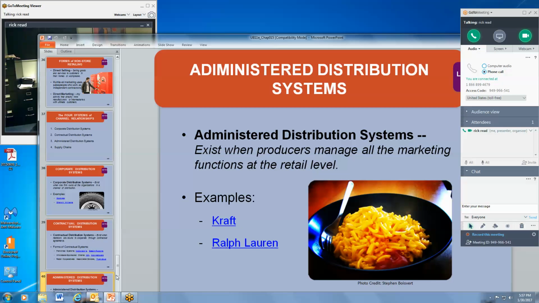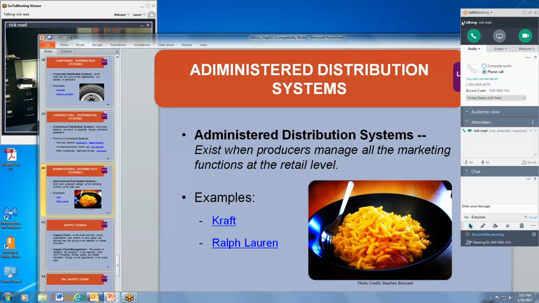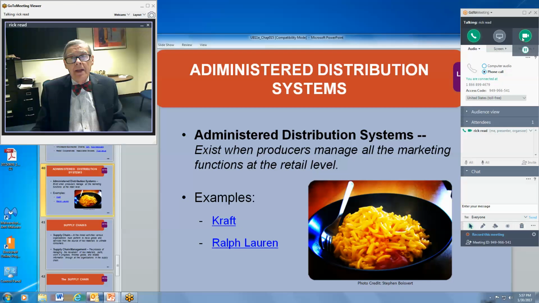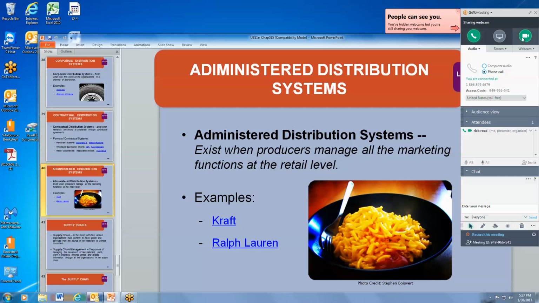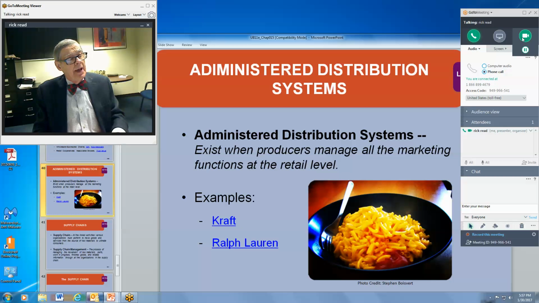An administered distribution system, where here the manufacturer, or as the slide says, the producer, manages all parts of the marketing function. Kraft Foods, Ralph Lauren.